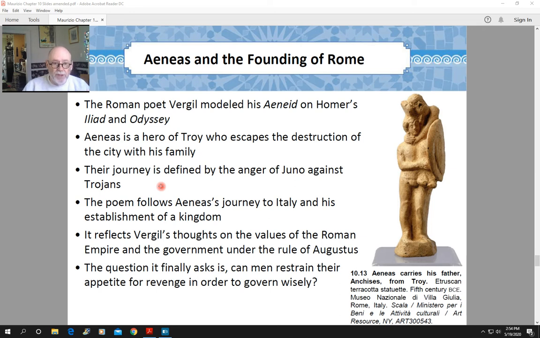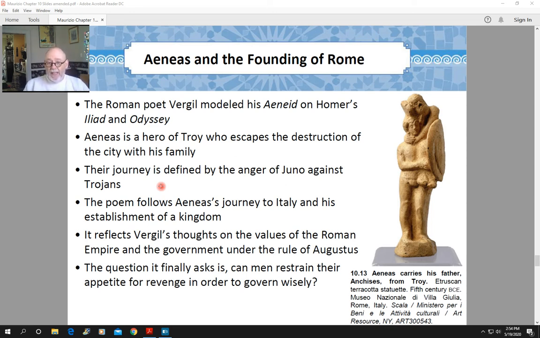It reflects Virgil's thoughts on the values of the Roman Empire and the government under the rule of Augustus, who was the first Roman emperor and was the ruler at the time that Virgil is writing. The question is finally asked: can men restrain their appetite for revenge in order to govern wisely?